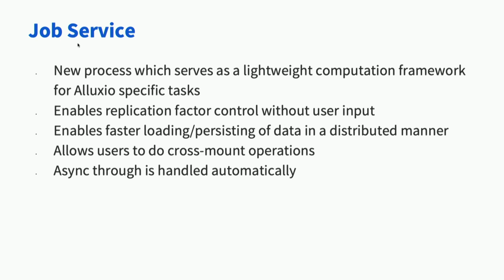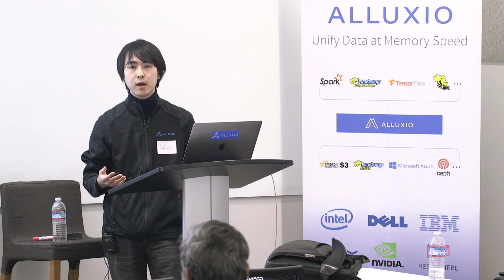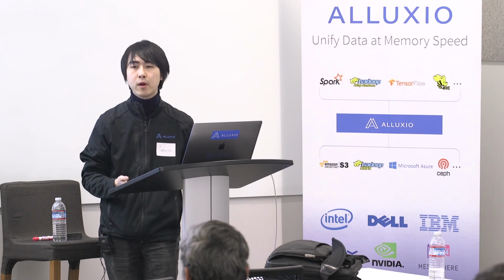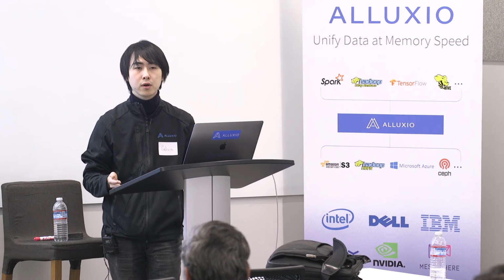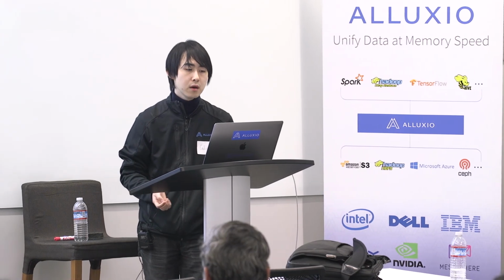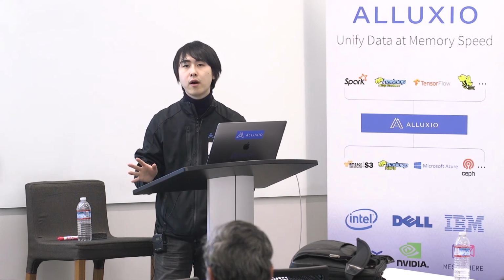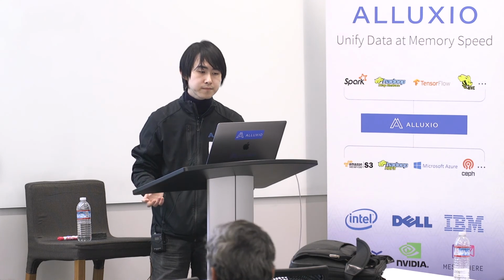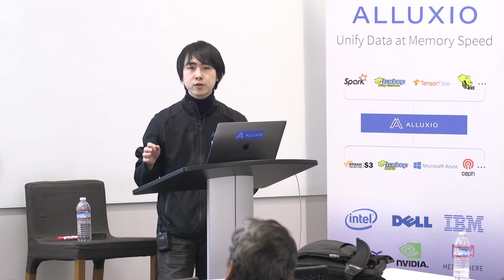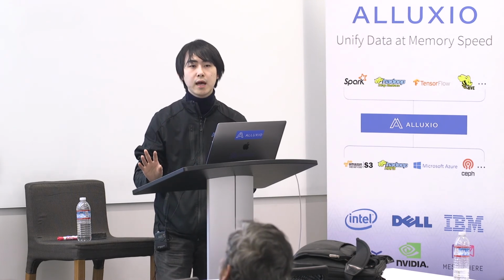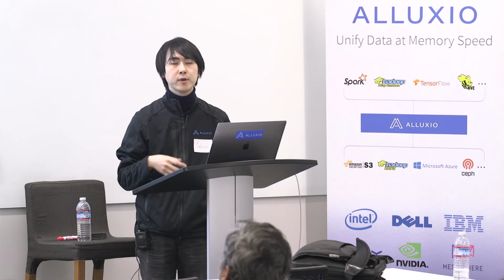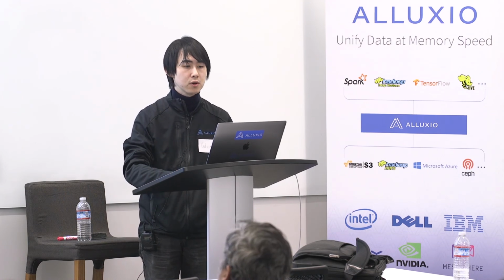So some examples of what you could do with the job service: you can control how many replicas are in Alluxio, because the job service can, in the background, load data in when the replicas are too low, or evict data when the replicas are too high. We can also persist and load in a distributed manner, because we have a bunch of processes that are able to do distributed computing for us. And also, we're able to do data transfer between mounts, because we can just send this task off to the job service, and it'll happen asynchronously without the user's control.